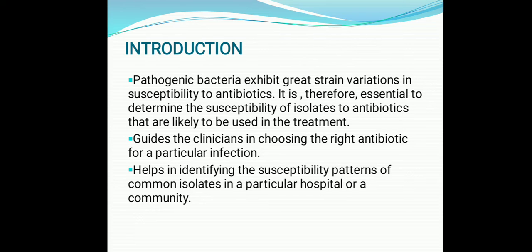What are the things we need to know? Coming to the introduction, pathogenic bacteria exhibit great strain variations in susceptibility to antibiotics. It is therefore essential to determine the susceptibility of isolates to antibiotics that are likely to be used in the treatment of patients. So we should guide the clinicians in choosing the right antibiotic for a particular infection. This AST also helps in identifying the susceptibility patterns of common isolates in a particular hospital or community.